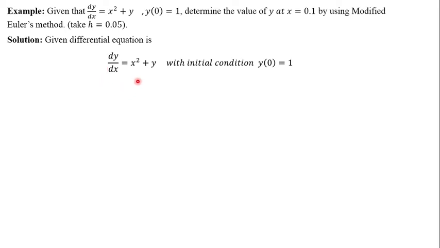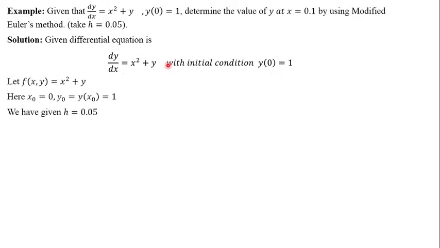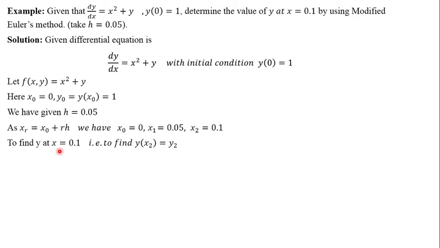Our given differential equation is dy by dx is x square plus y with initial condition y at 0 is 1. So your f of x, y is x square plus y. This 0 is your x naught, so x naught is 0 and y naught is y at x naught, and that is 1. One more thing is given, h equal to 0.05. As we have x r is x naught plus r h, x naught is 0, x1 is 0 plus h, that is 0.05, and x2 is 0.1. To find y at 0.1, that is y at x2, which is nothing but your y2, we should first find y1. First we find the approximate value of y1.